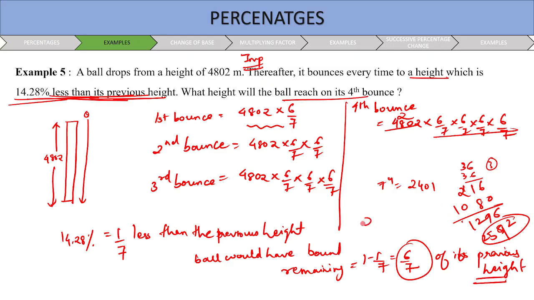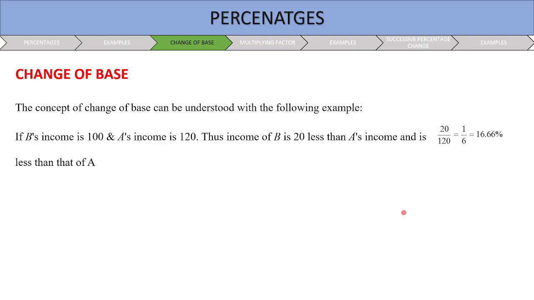The final answer is 2592 meters. So after the fourth bounce, the ball will reach the height of 2592 meters. A very good question, guys. Please mark it as important for your reference. If you didn't understand this sum, then I request you to please pause the video, try this sum again, and then move ahead. So now we will understand another concept, which is the concept of change of base.